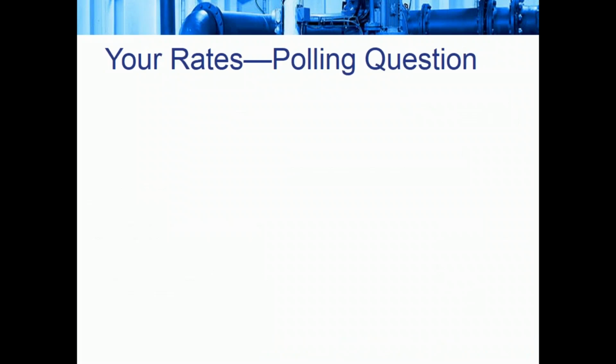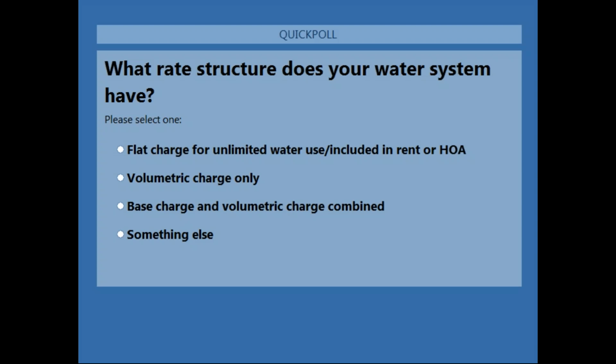So what we want to do now is just launch a quick polling question for you, because we'd like to understand your water rates in particular and what it is that you're charging. So please go ahead and answer, what rate structure does your water system have? So if you have a flat charge for unlimited water use, or it's included in rent or HOA fees, please check the first box. If you're only volumetric, the second. If you do a mix of the two, the third, or if it's something we're not thinking of, go ahead and pick the fourth option. And we'll give you just a couple of seconds to answer that poll.